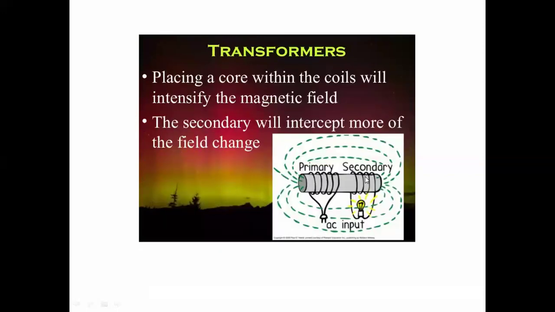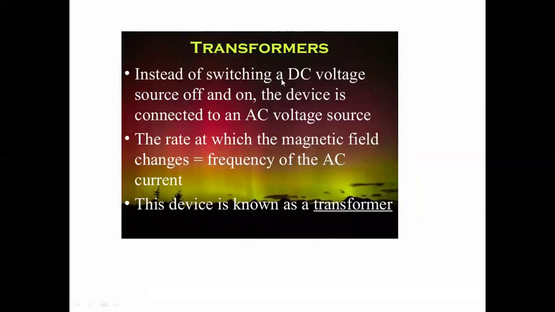And when we have a coil with an iron core inside, more of the field lines of the primary will pass through the secondary, and the greater will be the EMF. But again, if this is an AC source, we don't need to vary the current. If it is a DC source, then we have to make some arrangement to vary the current constantly. Instead of switching the DC voltage source on and off, we can have AC voltage. So the rate at which the magnetic flux changes is the frequency of the alternating current.